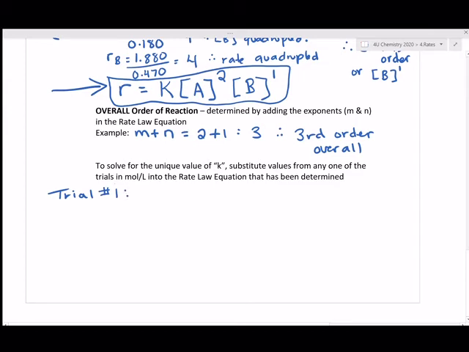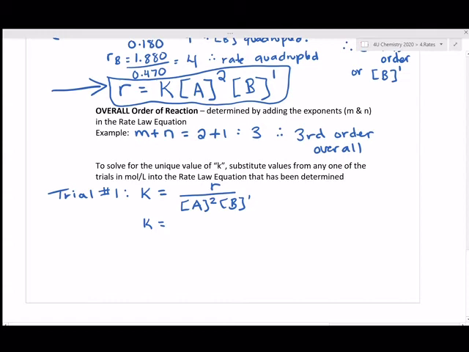Now, if we're solving for K, we're going to have to rearrange this equation. So we're going to want to get rid of all this, and it's currently being multiplied, so we're going to divide it out. So K is going to equal the rate divided by A squared B raised to the 1. Okay, so from trial 1, plug in all the numbers.